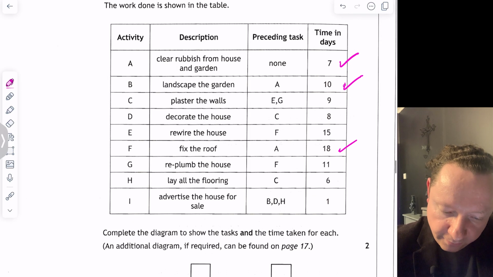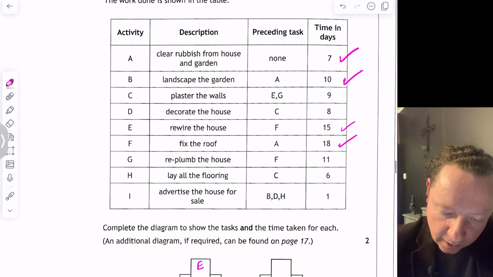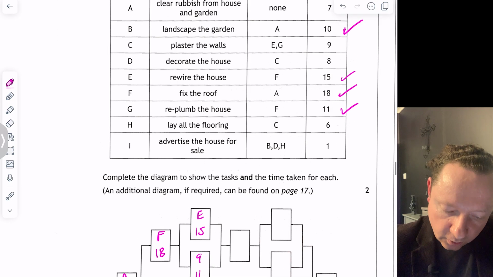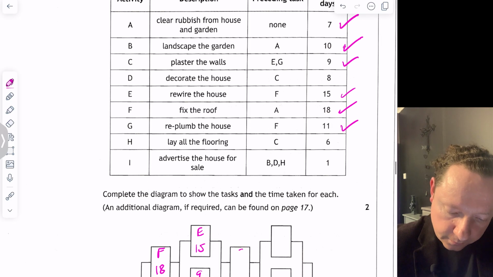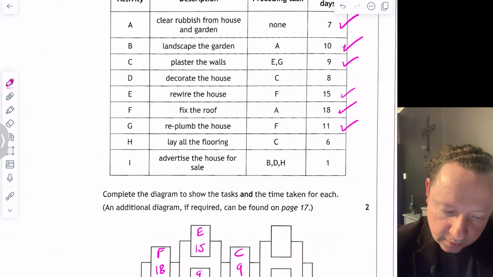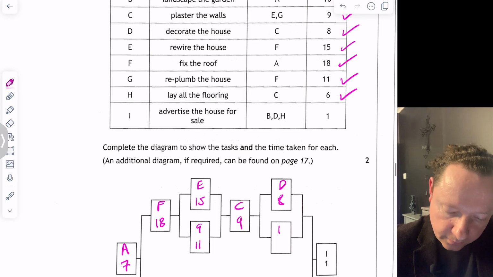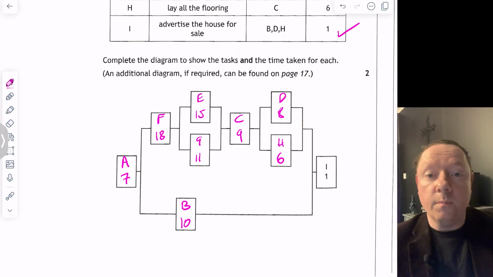And then after F is E, which is 15. And we've got two tasks, but it won't matter which for these. After F is also G for 11. And then after E and G, make sure it does say E and G, we get 9 for C. And then after C, we get D for 8. But also after C, we get H for 6. And then finally, you've got I after B, D, H. Just make sure you've got B, D, and H. Yep, and the work's done. So we've completed the diagram.